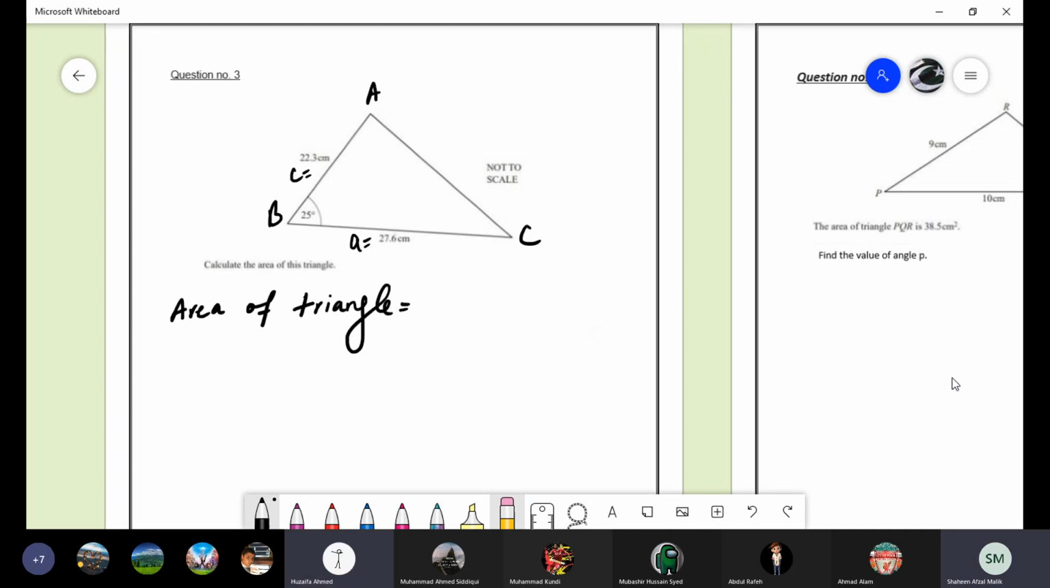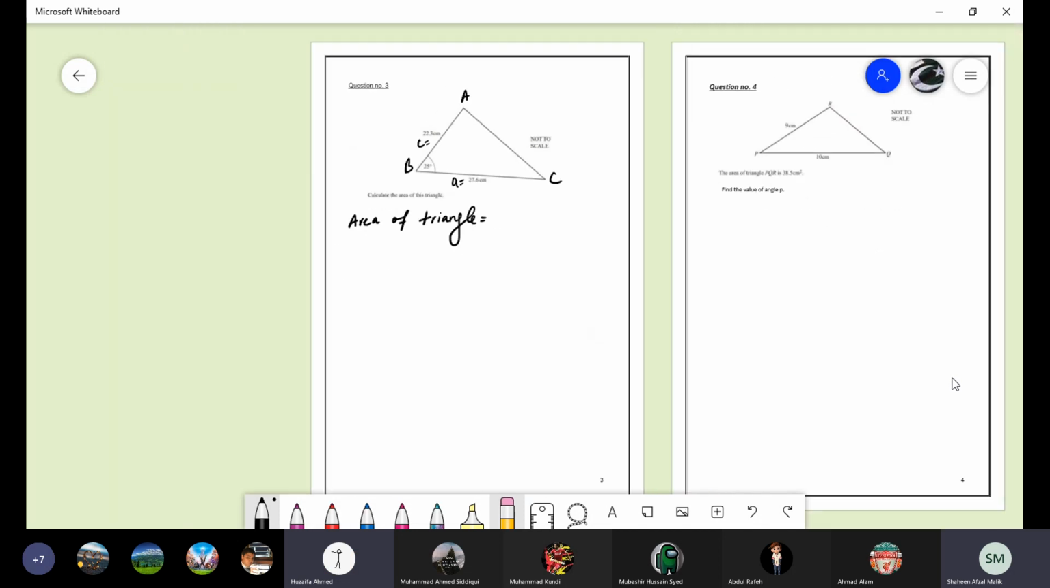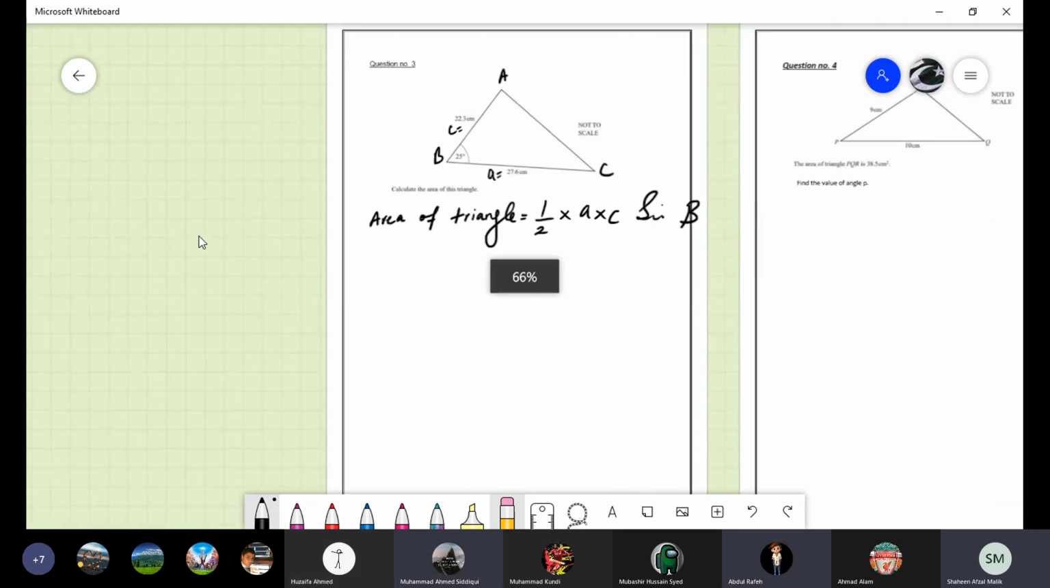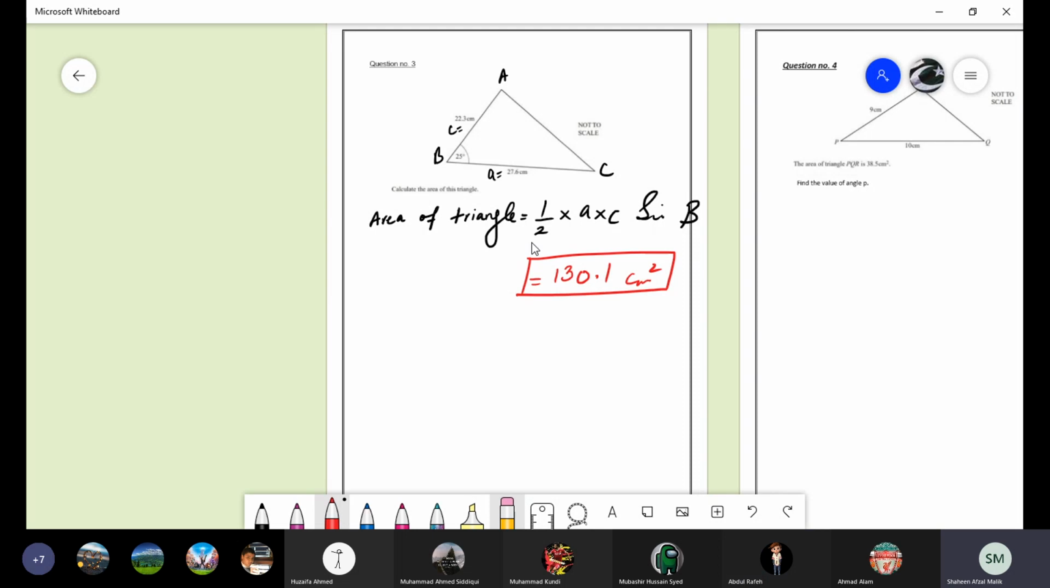Huzaifa, what will be the formula for this one? Ma'am, 1 by 2 AC sine B. A into C sine of B. Okay, very good. Quickly, boys, substitute the values and tell me the final answer. Ma'am, I got 130.1. 130.1 you can write. 130.1 centimeter square.